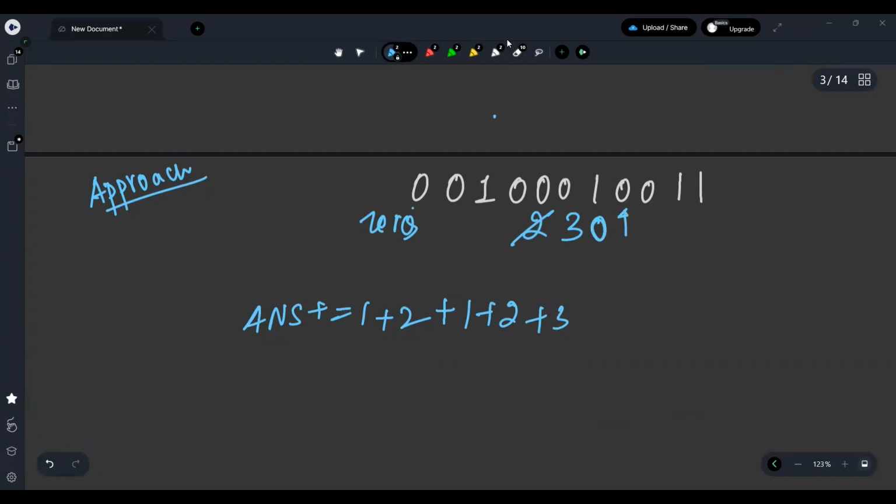Now, this will become 0. So the answer will be added with 1. 0 plus 1, 1. Similarly, this will become 2 because we again get 0. So we will add 2.